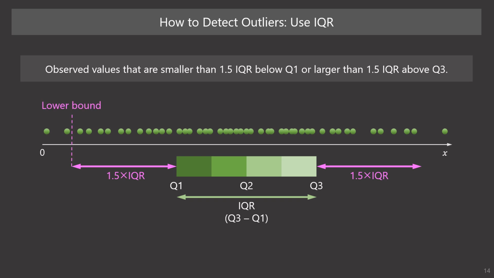So, the lower bound is the first quartile minus 1.5 times IQR. Observed values lower than the lower bound are regarded as outliers. The upper bound is the third quartile plus 1.5 times IQR. Observed values higher than the upper bound are regarded as outliers.